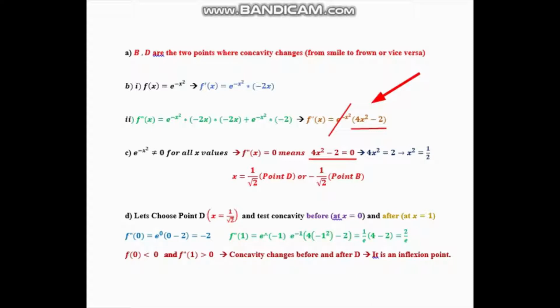And this is easily solved manually or by the GDC, whichever you prefer. I took the 2 to the other side, I divided by 4, getting x squared equals half. Hence, x equals either positive 1 over root 2 or negative 1 over root 2. Both values satisfy the equation. From the graph, I know that the negative value corresponds to point B and the positive value corresponds to point D.